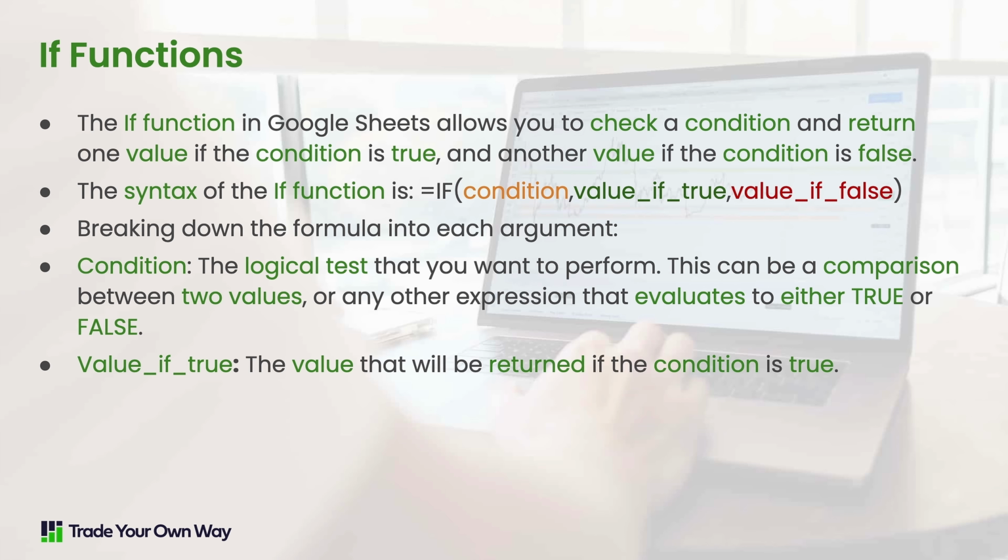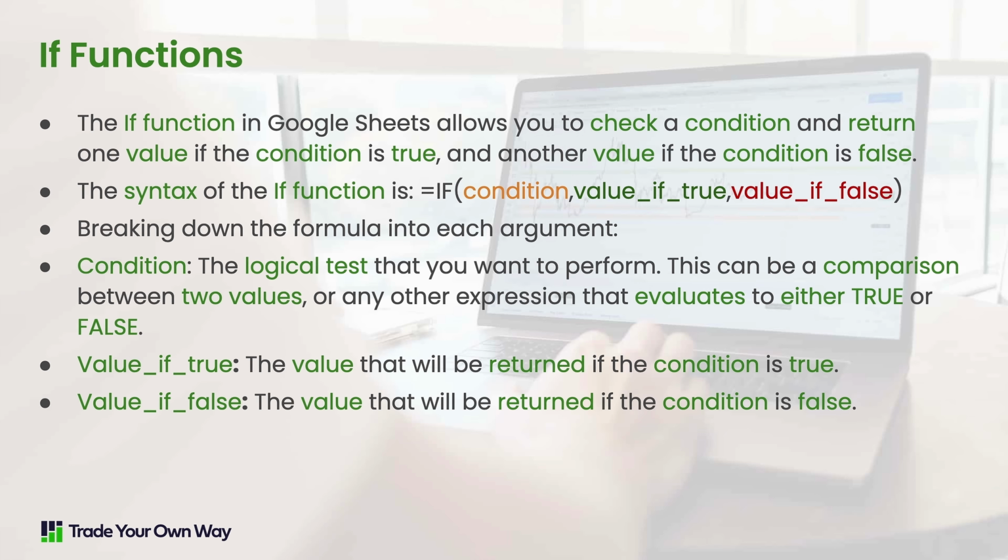Value if true, the value that will be returned if the condition is true. This can be a number, text, or any other type of value you want to return. Value if false, the value that will be returned if the condition is false. Once again, this can also be a number, text, or any other type of value.